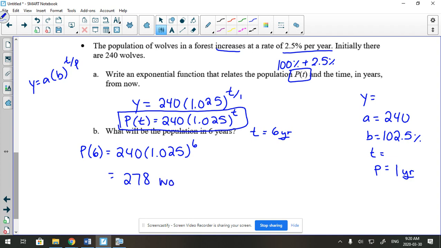And use your common sense too. If you had made the mistake of saying 2.5% here, you would have gotten a super tiny number. And if you look at the question, it's saying the population of wolves increases and you're starting with 240. So it wouldn't make sense to have like 5 wolves after 5 years if the population's increasing. But this makes sense. We started with 240 wolves, and then we ended up with 278 wolves because it's been slowly increasing each year.